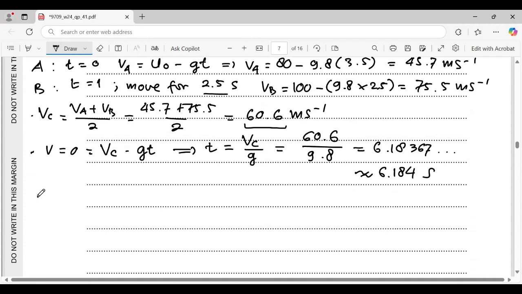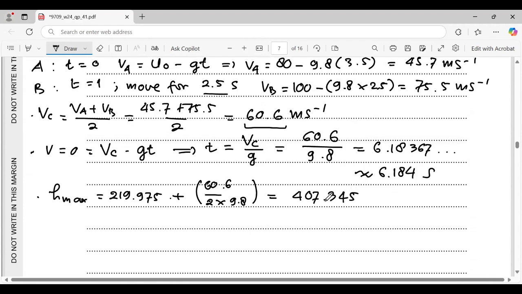The maximum height is 219.975 just now, plus 60.6 squared over 2 times gravitational force. If you calculate, the result is 407.345 meters. This is the maximum height.